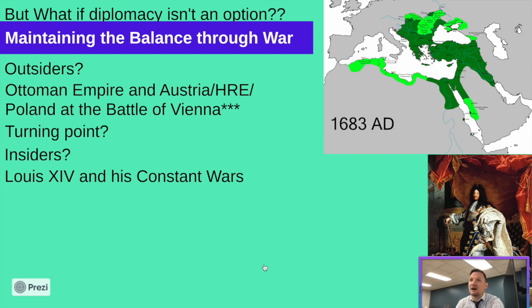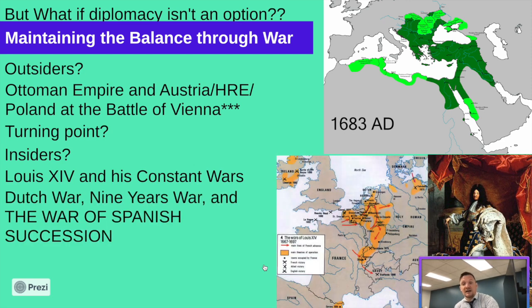Now, his constant wars are a great example of how the power balance in Europe was almost tipped too far in one direction. Louis XIV was at war for 33 years of his over 50-year reign. He was constantly at war because he was always trying to expand France's influence. He had the Dutch War, trying to expand his influence into the Spanish Netherlands. He had the Nine Years' War, trying to expand his influence into the Holy Roman Empire. And then he had another very famous one known as the War of Spanish Succession.